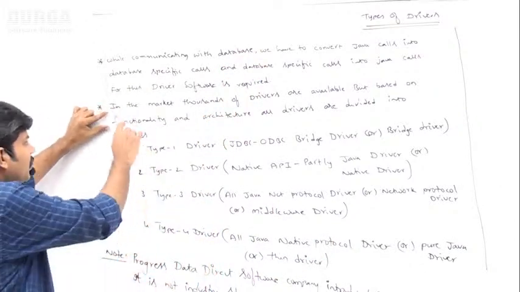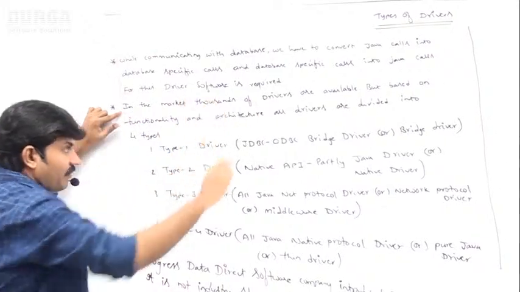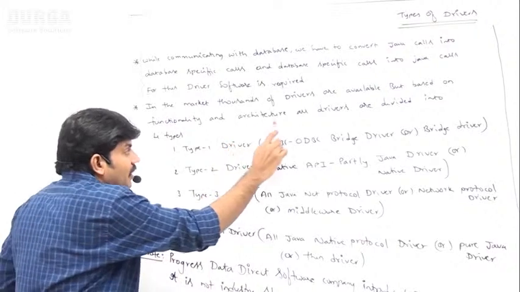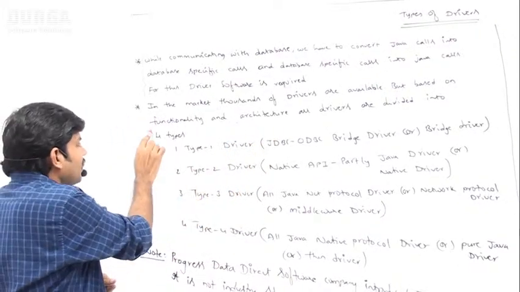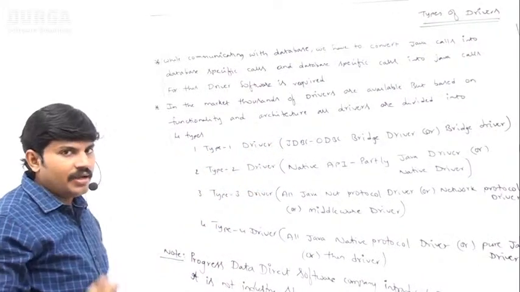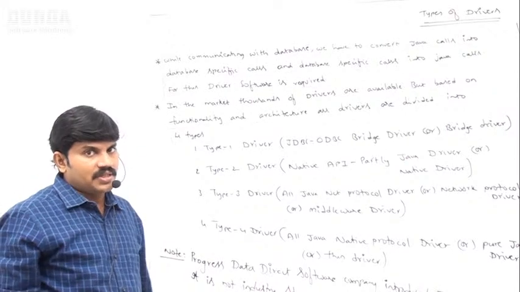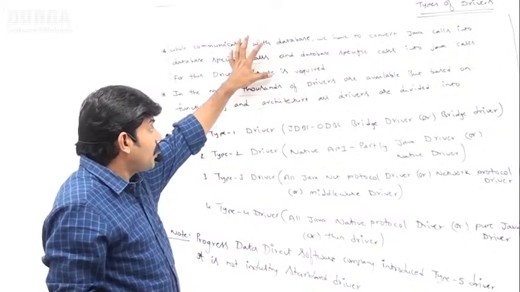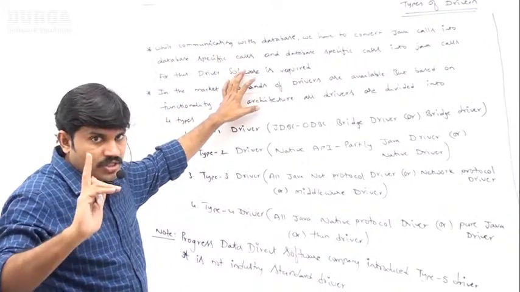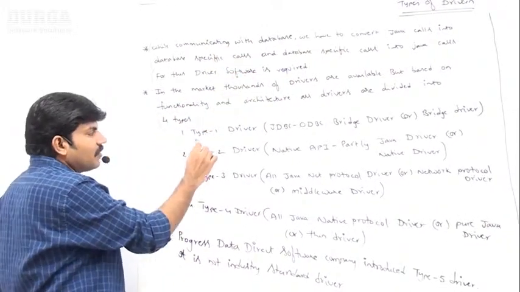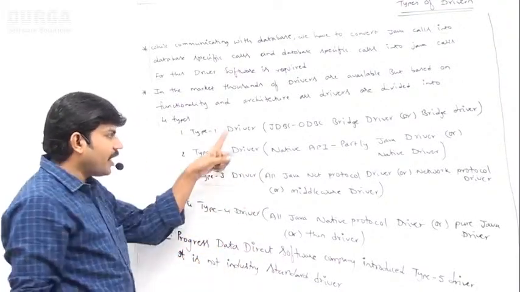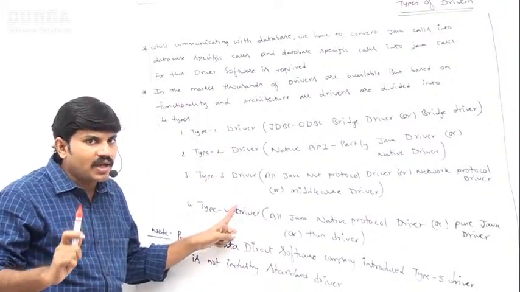Next, in the market, thousands of drivers are available. But based on functionality and architecture, all drivers are divided into how many types? 4 types only. Remember, that's a very, very important question. How many types of drivers are there? What is the purpose of driver software? You should be aware of these 2 things. There are 4 types of drivers available.